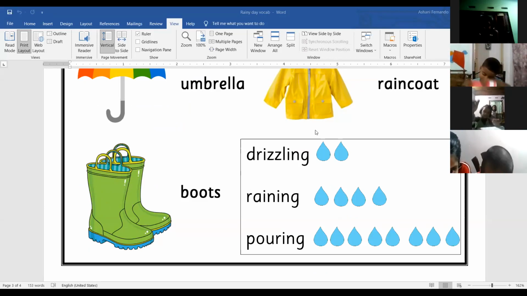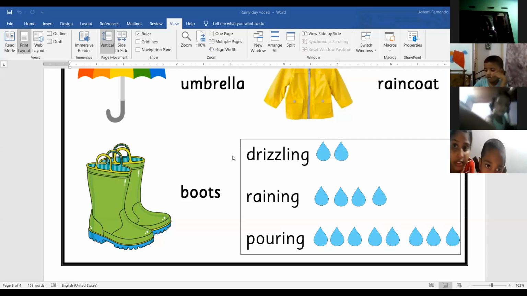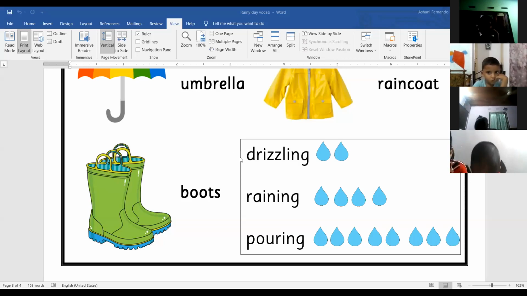Then when it rains, sometimes it rains slowly, sometimes heavily. So many things are there. We all know the word for a light rain, when it is not raining heavily. What do we call it? Drizzling. It's drizzling outside.